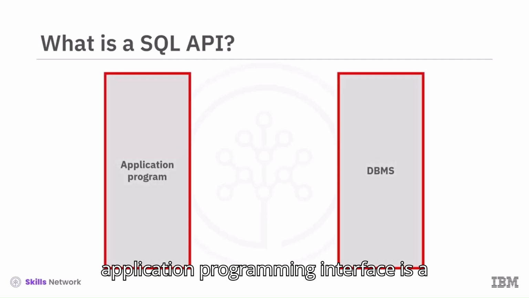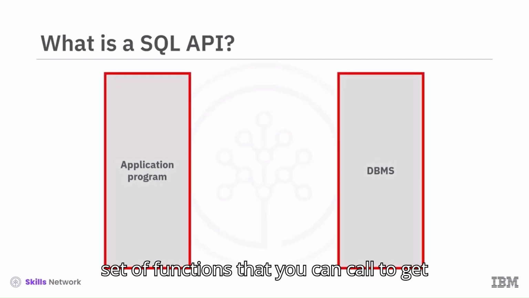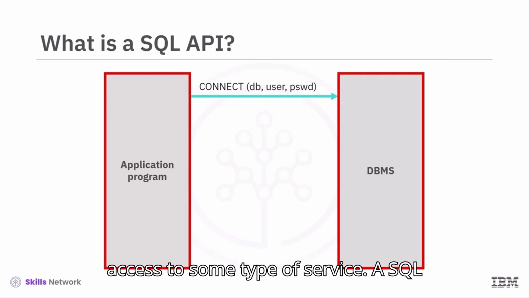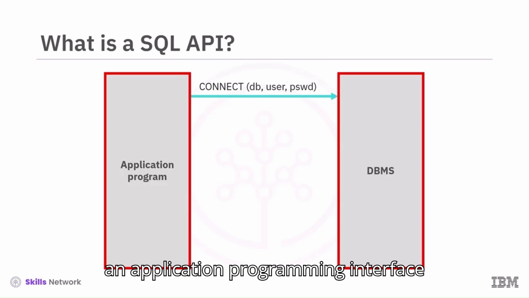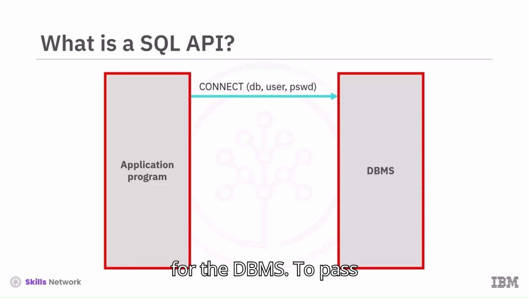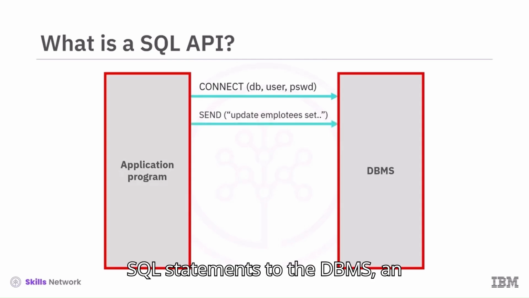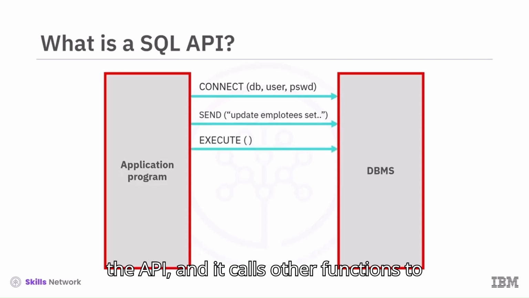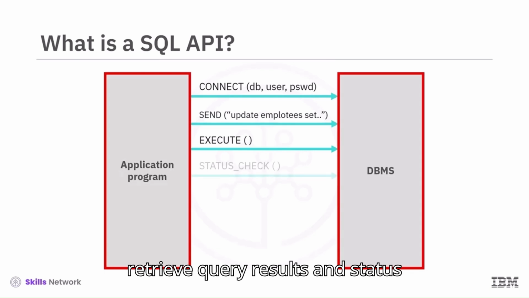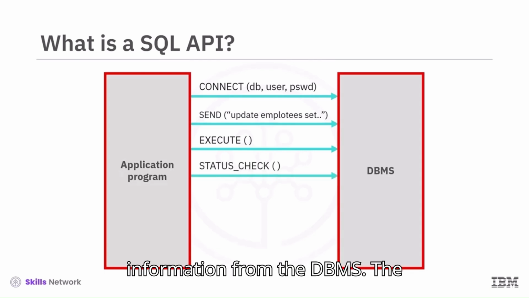An application programming interface is a set of functions that you can call to get access to some type of service. A SQL API consists of library function calls as an application programming interface, API, for the DBMS. To pass SQL statements to the DBMS, an application program calls functions in the API, and it calls other functions to retrieve query results and status information from the DBMS.